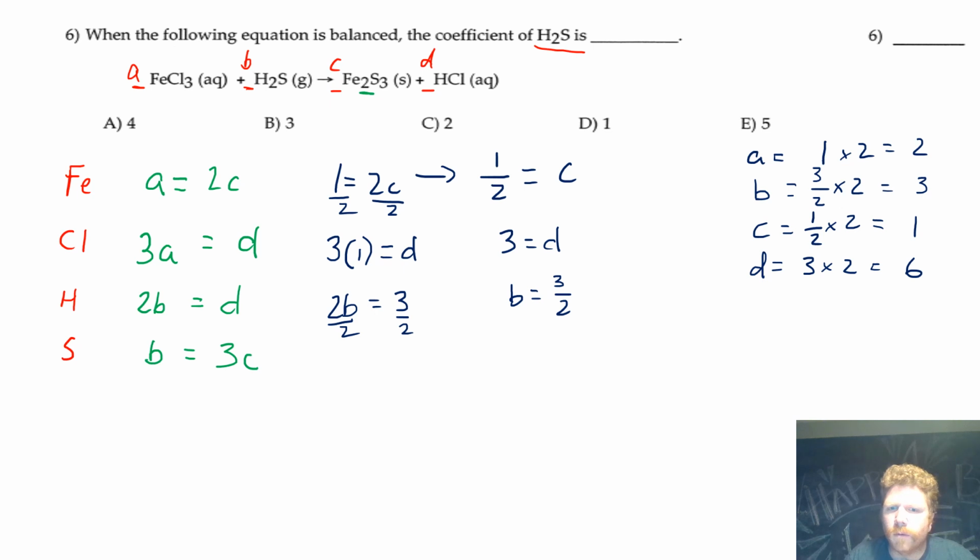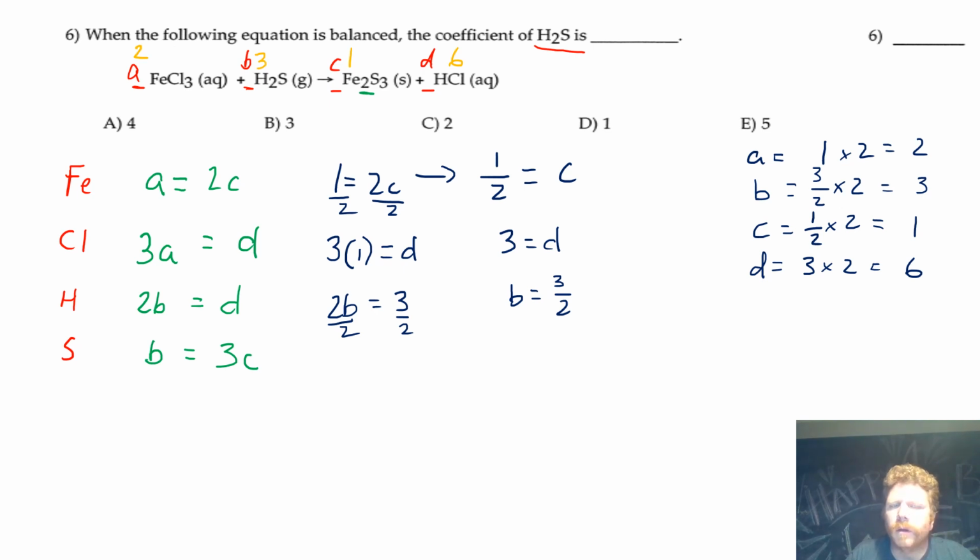Now my balanced equation, if I write this out, is going to be, I'm going to pick a good color here, orange. I'm going to say 2FeCl3 plus 3H2S yields 1Fe2S3 plus 6HCl. Okay, so that's my balanced equation. Now before I proceed, always what you want to do is make sure that you've got it right. So how do we do that?